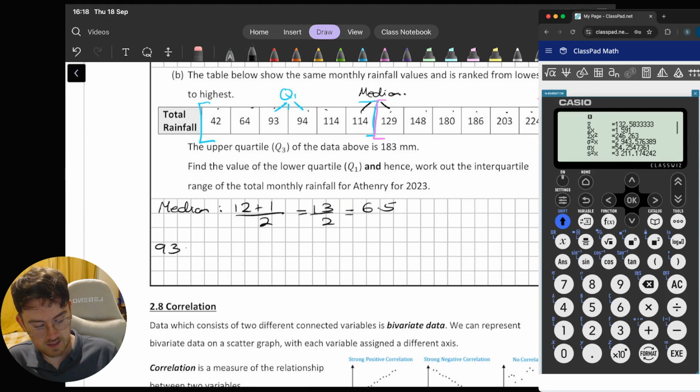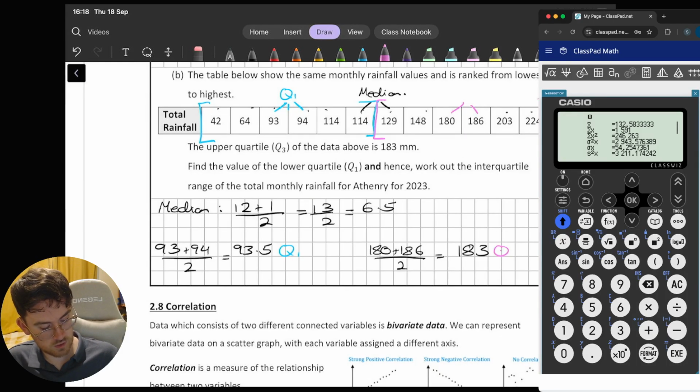So let's find an average there. You should probably be able to do it in your head. That's my quartile 1. The other side is between 180 and 186. Add them and divide by 2, and that is going to be 366 divided by 2, 183. So that's my quartile 3.